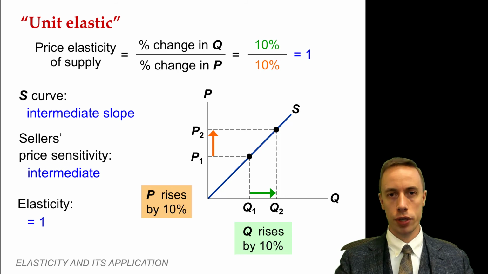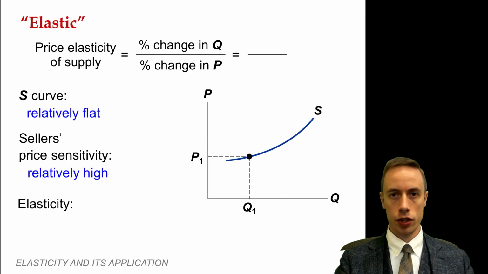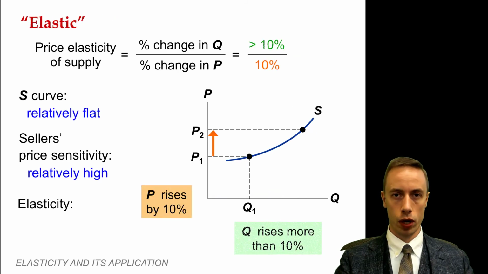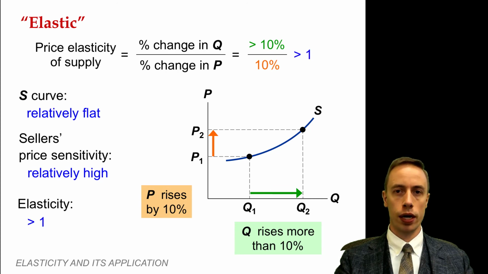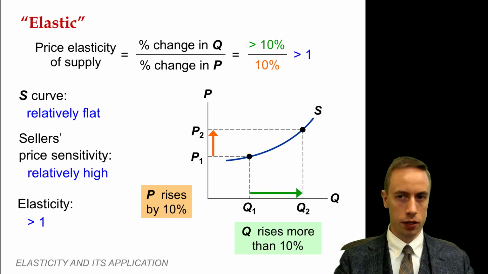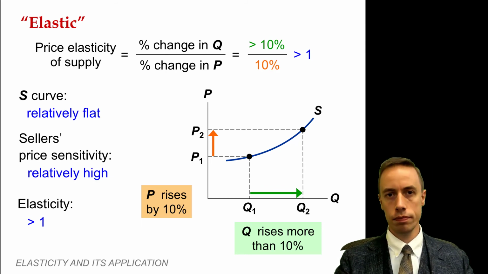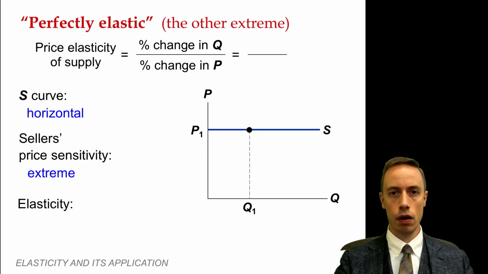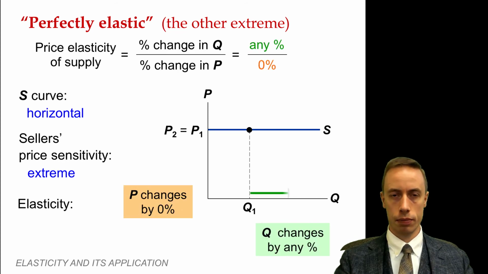And now let's go over to the elastic side. So that's where the elasticity is greater than 1. This is products where it's relatively easy to produce more. For most products, this is the case. And now let's go ahead and go to the absolute extreme. What if we lay that supply curve all the way flat? A perfectly elastic supply curve. So at the given price, any quantity can be sold.